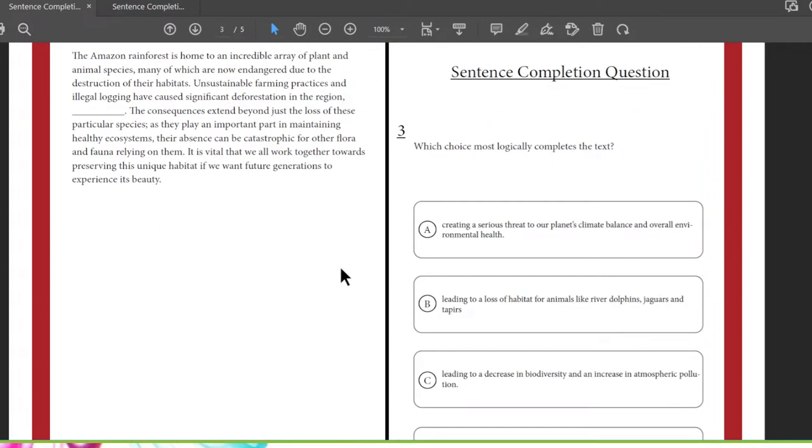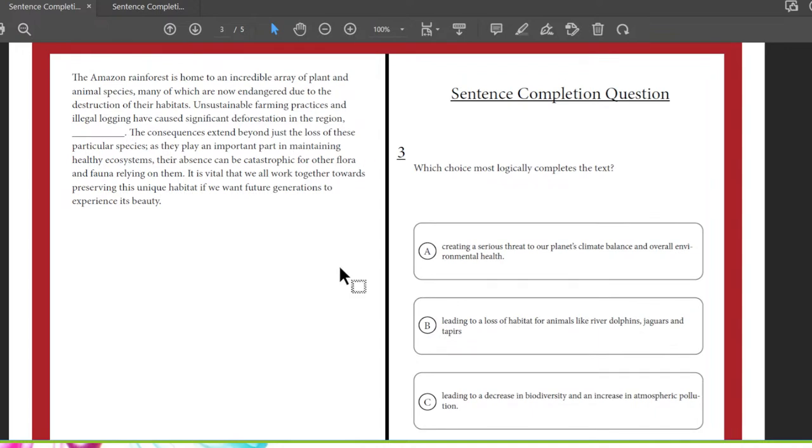So I just wanted to model a couple of those for you, show you how I approach them. Take a look at the third one and go ahead and send me your answers in the chat to me privately, please. All right. See if you can figure out number three.